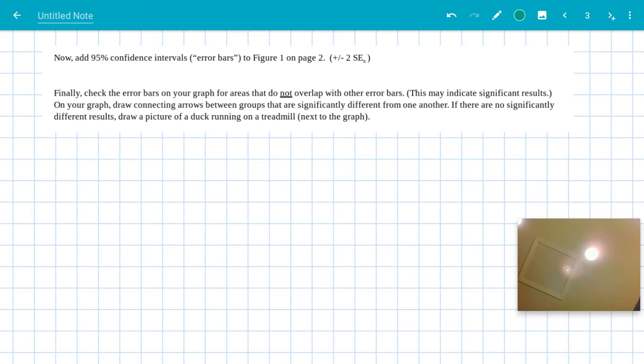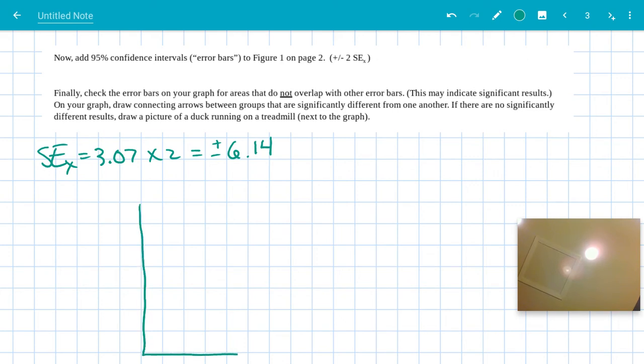So we calculated just now that we said SE sub x was 3.07. Well, your error bars are going to be plus or minus 2 SE sub x. So it'll be 6.14, plus or minus 6.14. Well, what are we even talking about, KJ? I have no idea what that means. So let's pretend that this is your graph, and I don't know how to do it, so I'm just going to kind of make it up here.